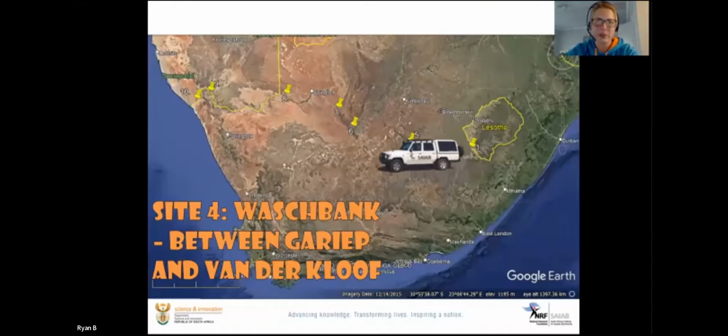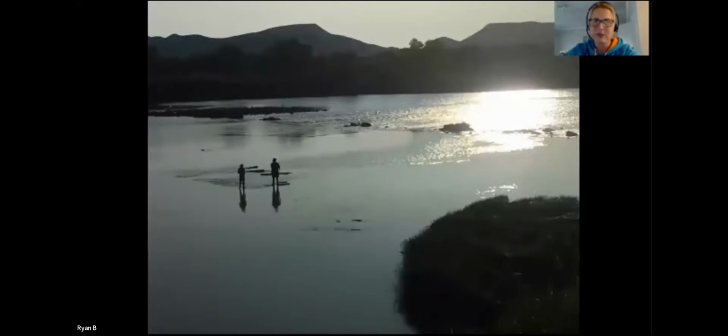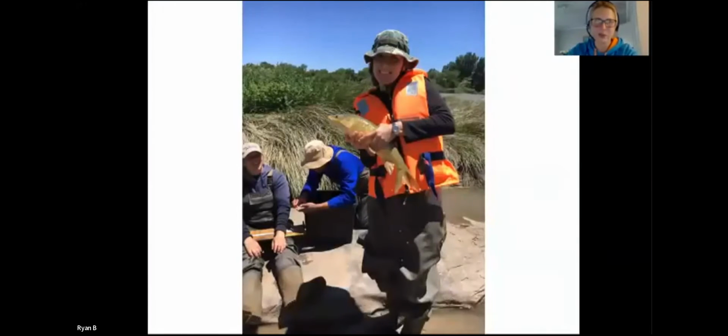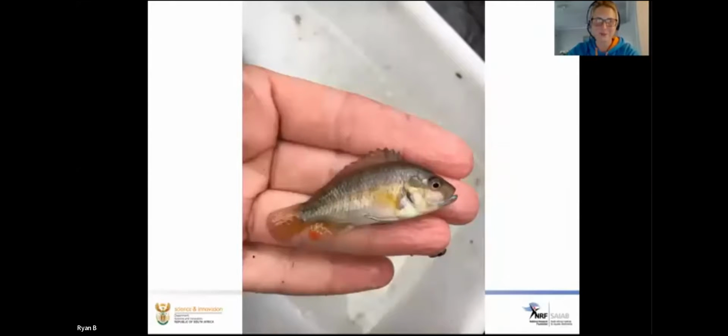Our next site was Flashbank, between Hariep and Vanderkloof. Again, this was a fairly natural riverine stretch. There's Olaf using his rod to sample for fish for me. And there's the rest of us sampling waist deep in the slippery waters. Now, the fish were also quite slippery here, but they were slightly different to what we'd seen previously.